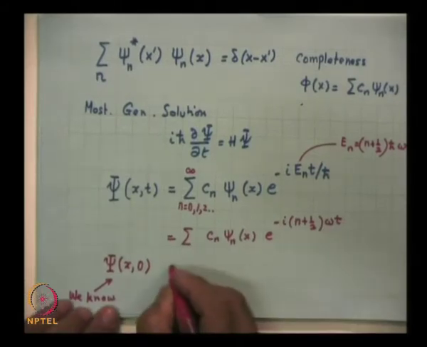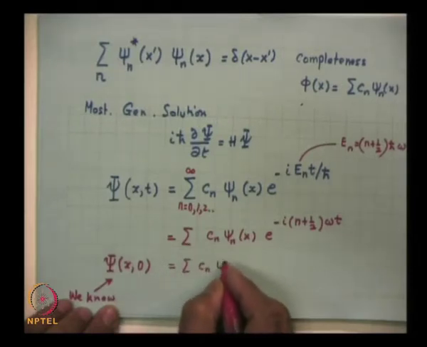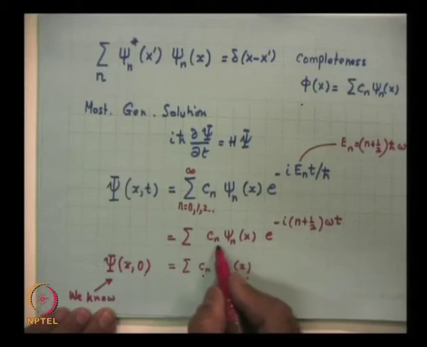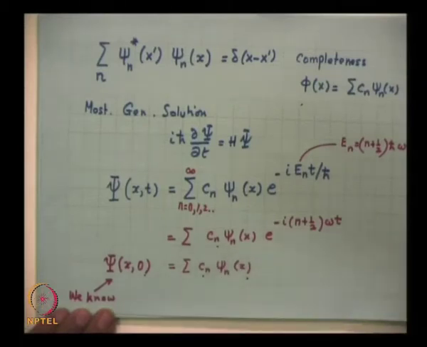So, I substitute t equal to 0 here, and I will get C n psi n of x. I know this function. So, using this equation, I will find out C n. I know psi of x comma 0, I know psi n of x. These are the Hermite Gauss functions. So, I will now use the orthonormality condition to determine C n, and then I will substitute it in this equation and carry out the summation. In most cases, it is not possible to obtain an analytical form, but in some situations it is possible to sum it analytically and give a physical description of the system.